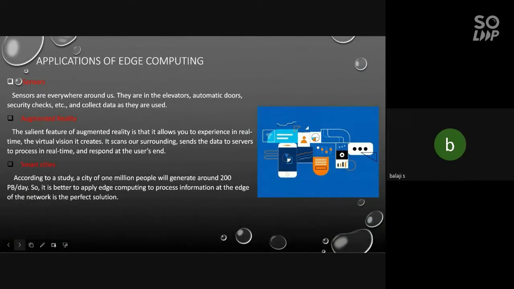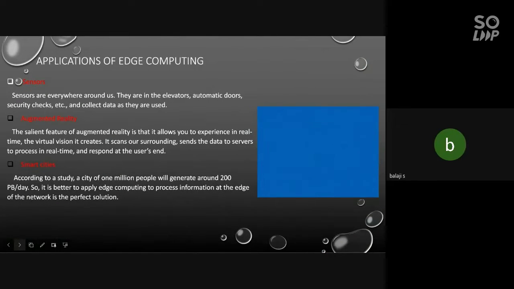Applications of edge computing. Sensors. Sensors are everywhere around us. They are in elevators, automatic doors, security checks, etc.